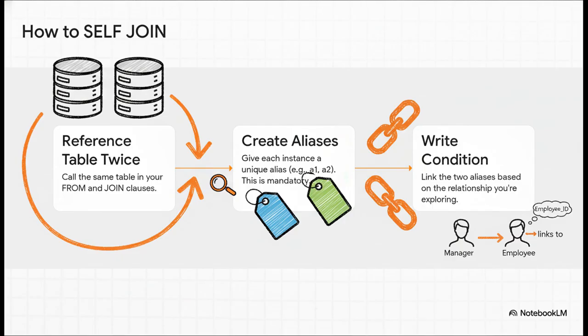So how do you actually do it? It's really just 3 simple steps. First, you just call the same table twice in your query. Second, and this part is absolutely crucial, it won't work otherwise, you have to give each one a unique nickname, an alias, like E1 and E2. And third, you just write your on condition that connects the two aliases, like linking the manager ID from one to the employee ID on the other.